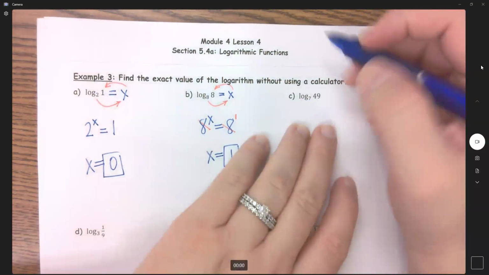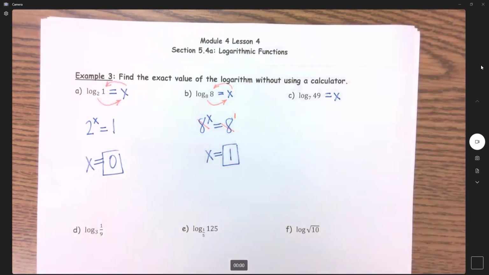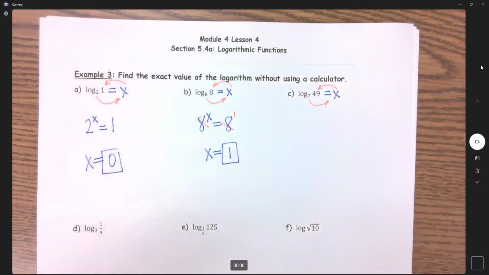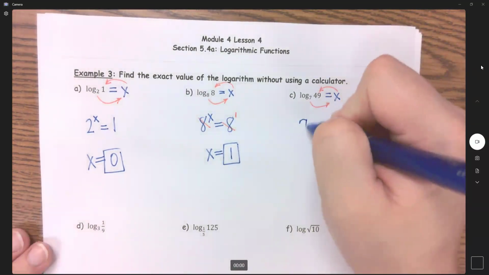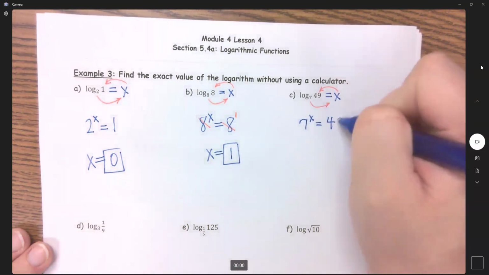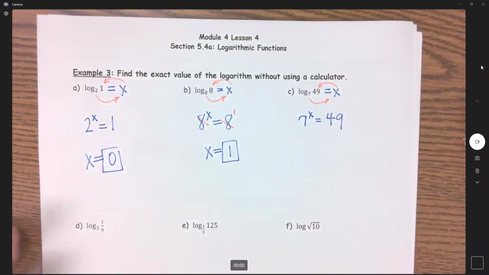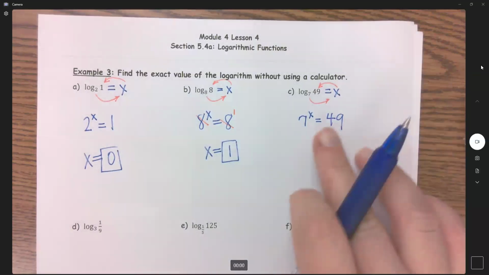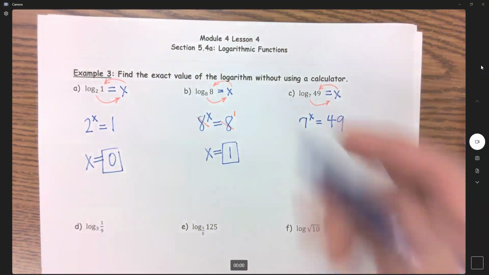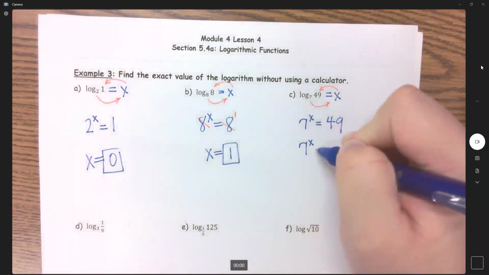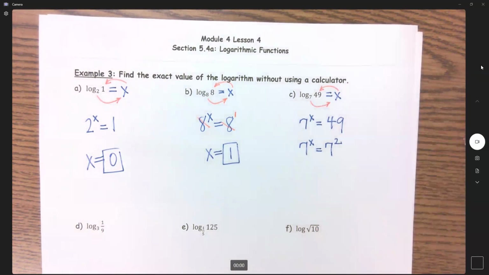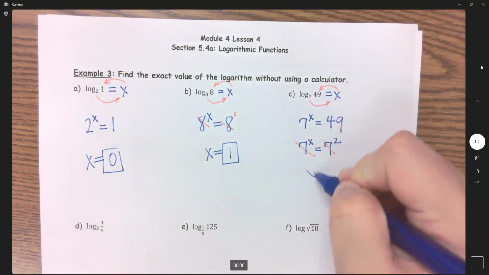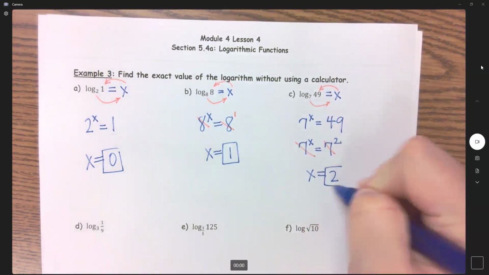Okay, on C, we're going to set this to equal x and then rewrite base to the other side of the equals, what's left over. So we have 7 to the x equals 49. This is again another one. What does x have to equal? This is 2, right? If I do what I need to do down here below, that is 7 to the x equals 7 squared. Those cancel, and we get x equals 2.